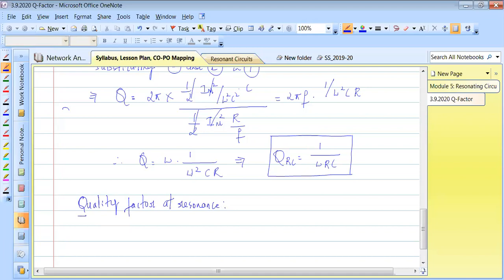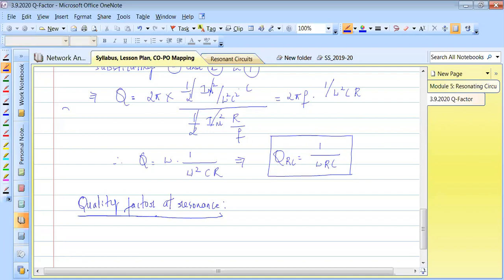Fine. So we have just seen the quality factor yesterday. We shall see what is going to be the quality factor at resonance. Now I am going to make a statement. Just listen to it very carefully. At resonance, when the circuit is resonating, we have seen three conditions. The impedance of the circuit would be equal to R, or in other words, the reactance is zero, or in other words, the current flowing through the circuit is maximum.